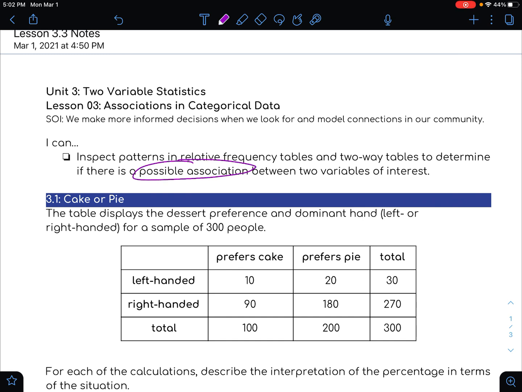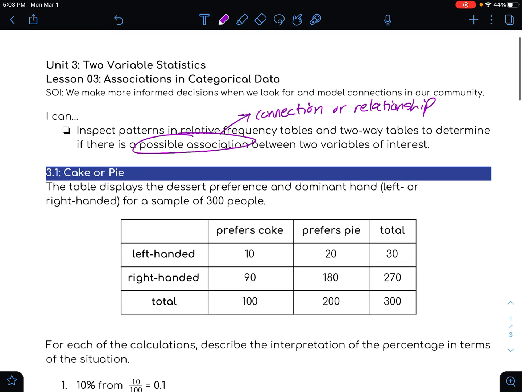So when we talk about association, we're really talking about, is there a connection or relationship between the two variables that we are analyzing. So we're going to start off with this first situation, cake or pie. The table displays the dessert preference and the dominant hand, left or right hand, for a sample of 300 people.